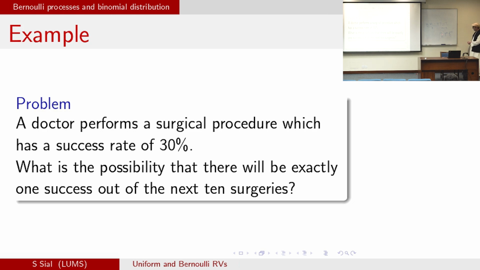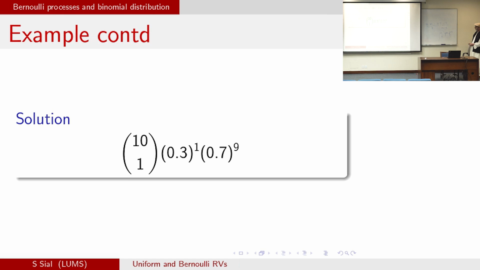10 choose 1, 0.3 to the 1, 0.7 to the 9. So n choose k, p to the k, q to the n minus k.